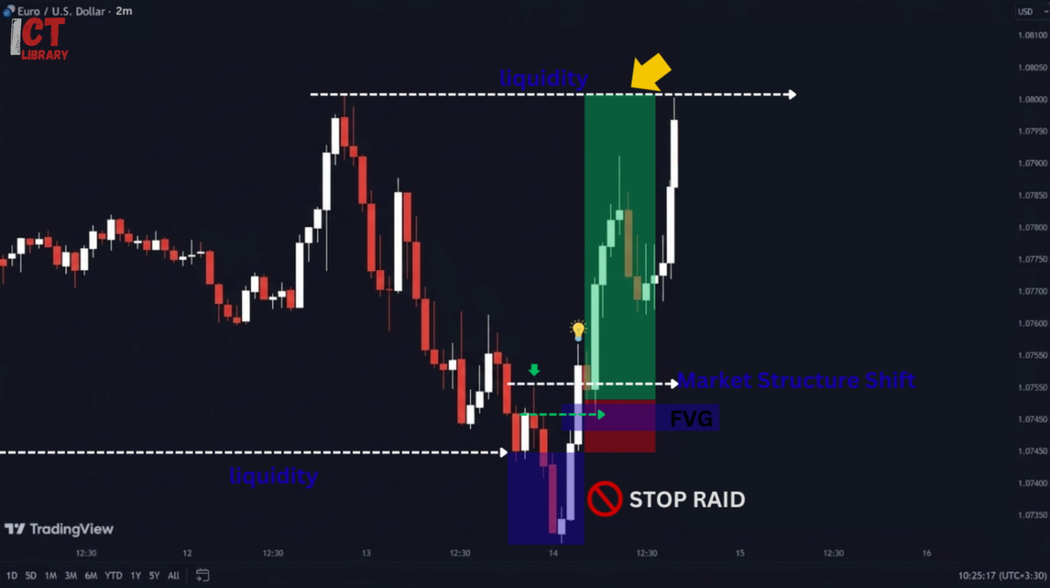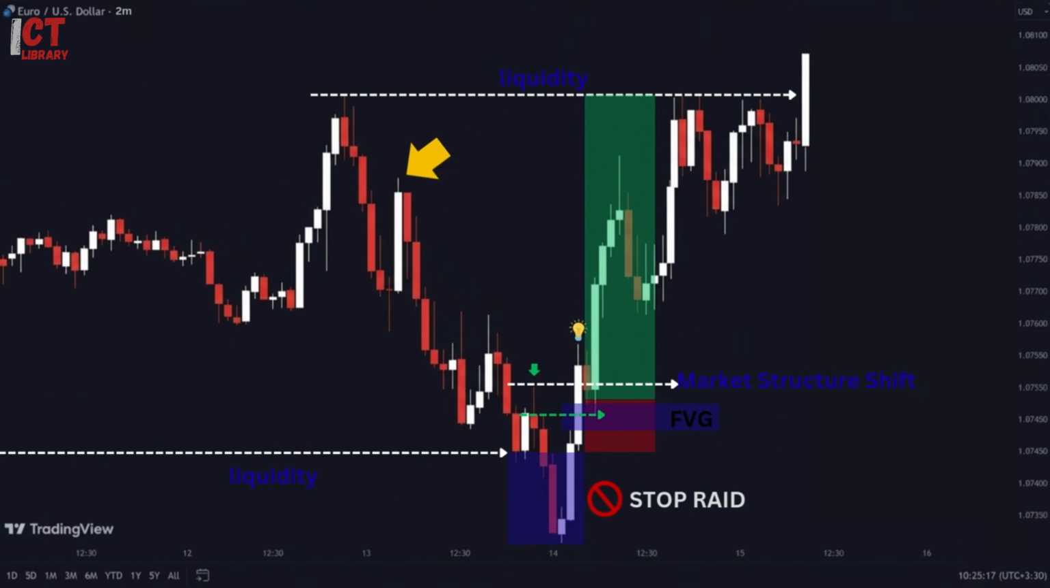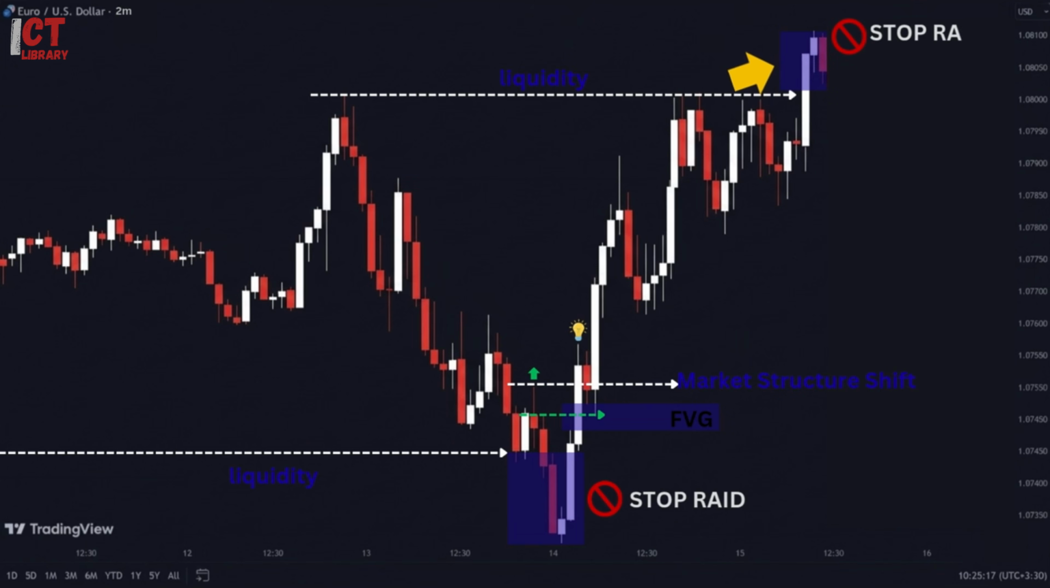Now watch how price reacts afterward. The market begins running above highs where buy stops are located. Above this high, and above this high as well. Once those buy stops are taken, a swing low forms. And now the next question appears. Will price break that short-term low? Watch carefully. This candle drops below it.